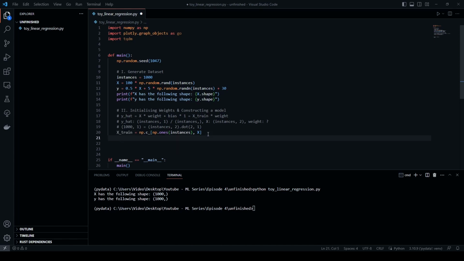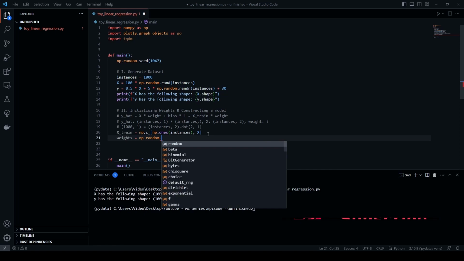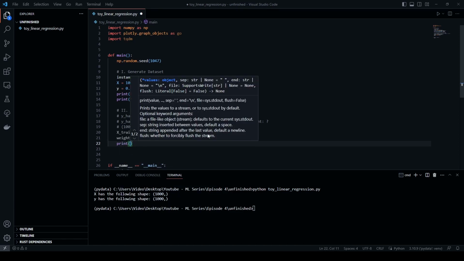So what are the weights? The weights will be just sampled from a Gaussian distribution. They are set randomly. In later episodes we will learn about more sophisticated methods of initializing the weights, but for this simple problem it will be sufficient. So let us print the shape.